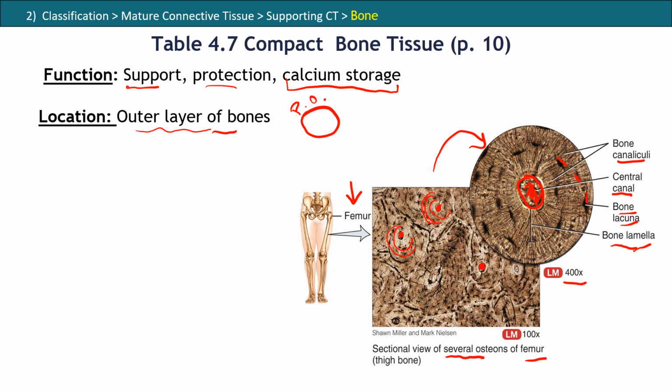periosteum, that is connective tissue, and later, let's put it in yellow. Let me see if I can put it here with a different color. Here it is, sorry. Here you will have the compact bone, and inside of that you will have the spongy bone, and inside of that you might have the bone marrow. So this one is only an outer layer of bones, the compact bone.